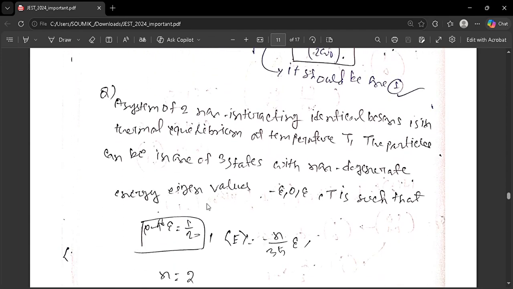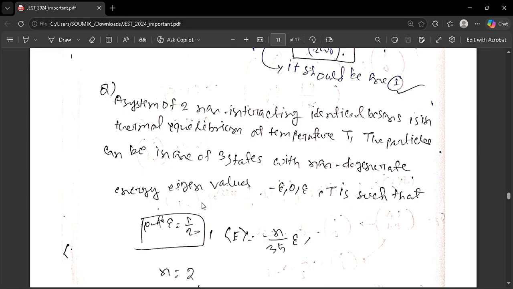Next question: a system of two non-interacting identical bosons, each in thermal equilibrium at temperature T. The particle can be in one of three states with non-degenerate energy eigenvalues -epsilon, 0, epsilon. So two bosons and three non-degenerate eigenvalues are possible. The average value is given as -n by 35 epsilon. What is the value of n?